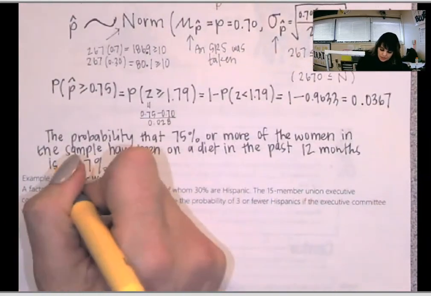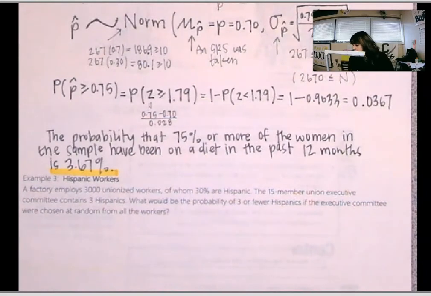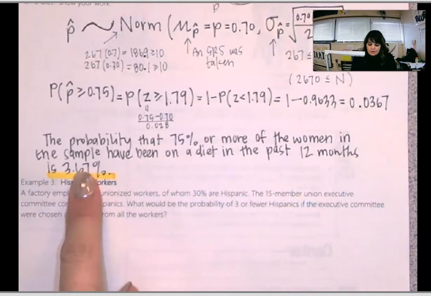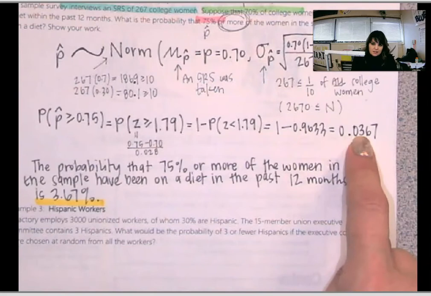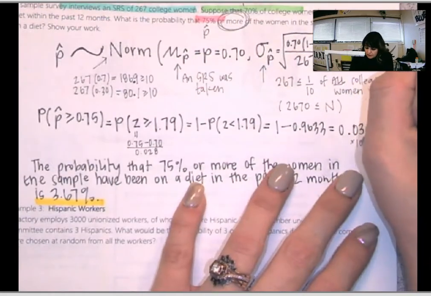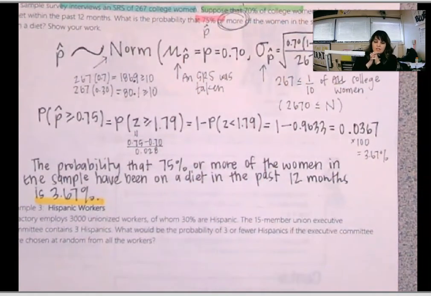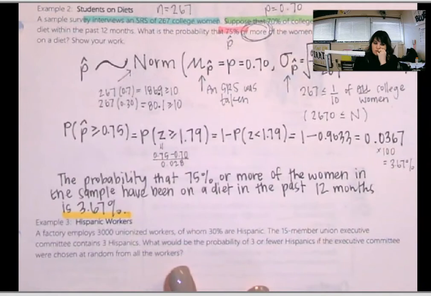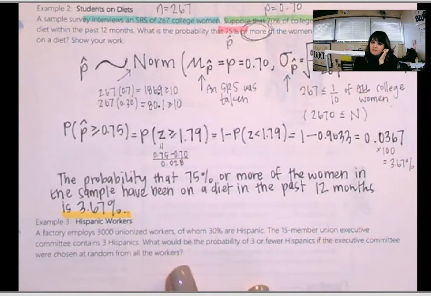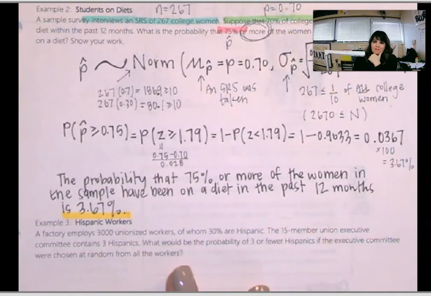When I write out my answer statement, I like to write my probability as a percent. It's okay to write it as a decimal. I just like it as a percent. How did I get this percent? I can times this by 100. So this times 100 would give me 3.67%. So you could either say in the past 12 months is 0.0367 or 3.67%. That's kind of good news. The probability that 75% or more is pretty small. The bad news is that means that 75% or less is a lot.